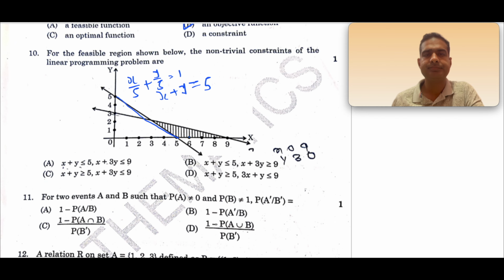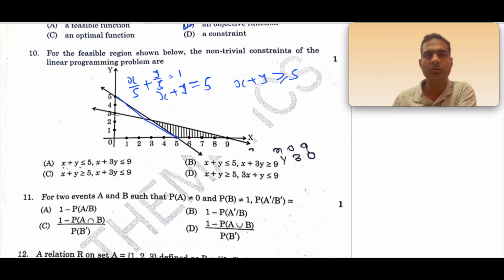So we can see the feasible region is above this line. If I want to check any point which is above this line, suppose (6, 1) is above this line. If I substitute 6, 1, so 6 plus 1, we will be getting 7. So we can see that any point in this feasible region has the sum of the coordinates x and y greater than 5. It means the area above this line will be under x plus y is greater than or equal to 5.